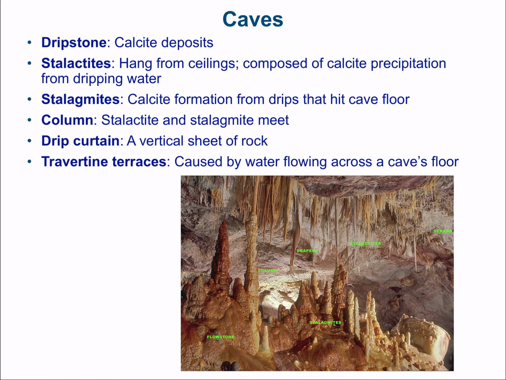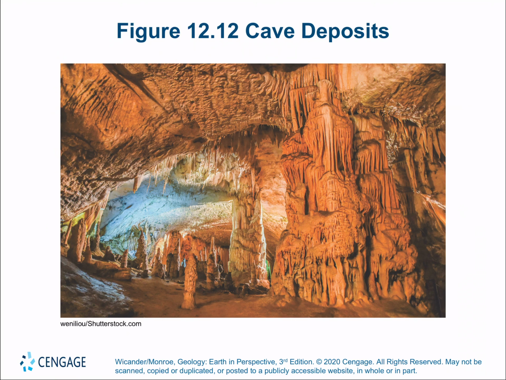A drip curtain is that vertical sheet of rock. And then a travertine terrace is caused by water flowing over the cave floor. So beautiful examples of this can be seen in the caves I mentioned in the previous slides. Here's another great picture, you see the stalactites, the stalagmites, you see the curtain effect, you see the terraces there, you see the column where the stalactite and stalagmite have met.